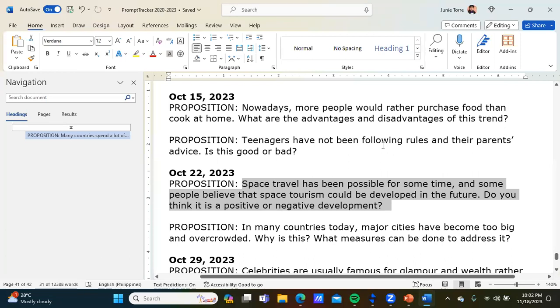Teenagers have not been following rules in their parents' advice. Is this good or bad? You want that?